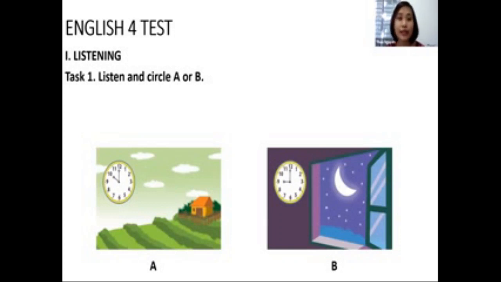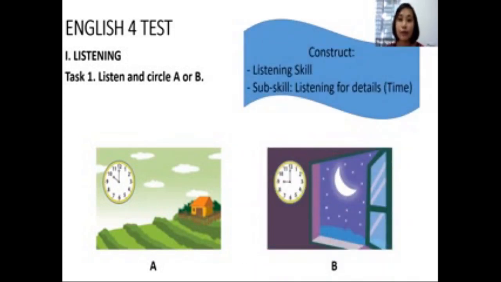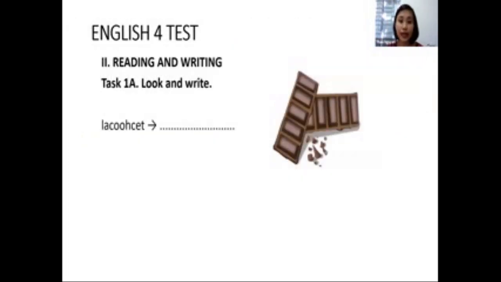The first one is listening. In task one, the students are required to listen and circle the picture, whether it's A or B. As you can see here, the construct that the teacher aimed to test is listening skill as the main construct. And within that, we have the construct component that can be considered as listening for details.